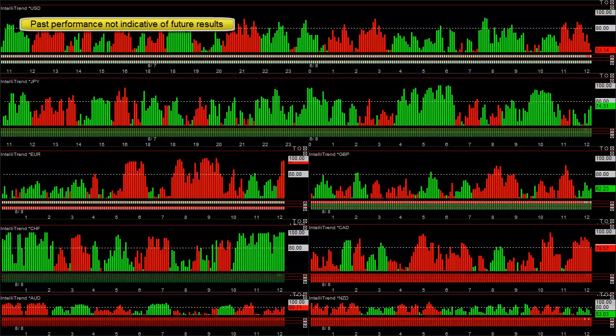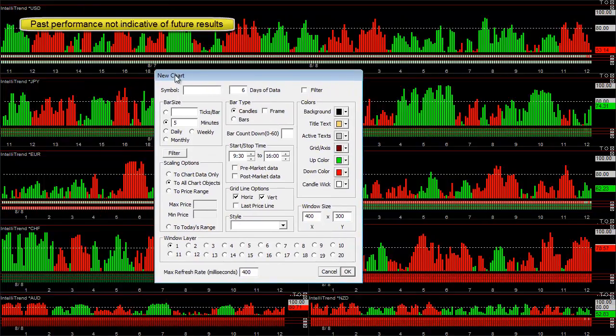And one of the things that we've recently put in the software is the ability to have range-based bars. They can be 5 pips per bar, 6 pips per bar, 7, any number you want. Let's look at the CAD yen.